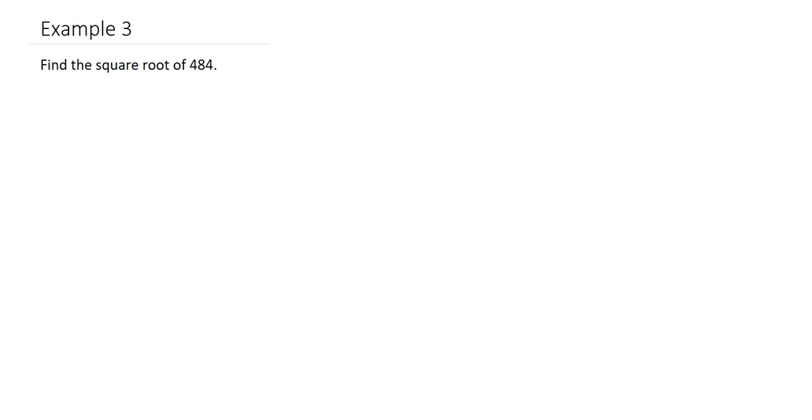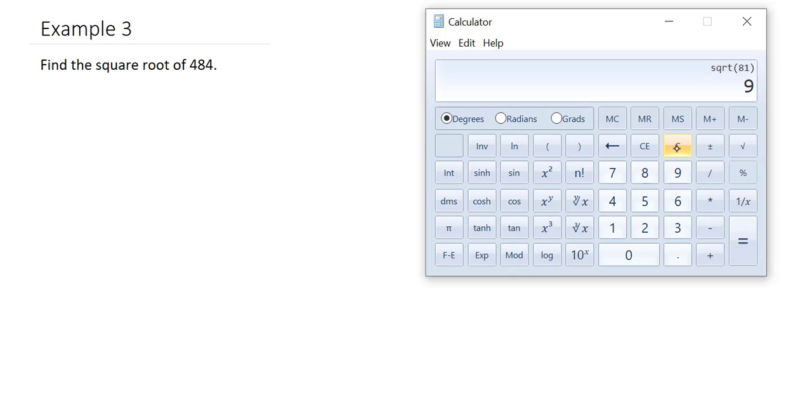Find the square root of 484. This is a little bit larger number, so we take 484, we take the square root, which would be 22.